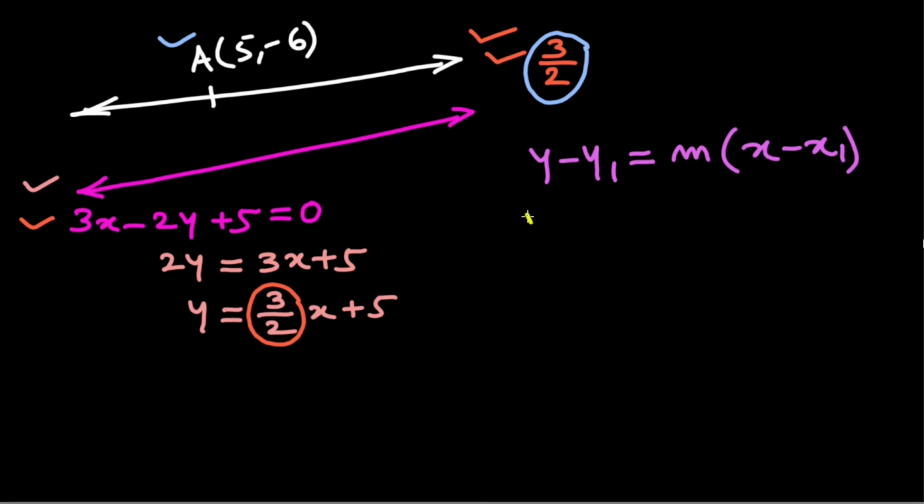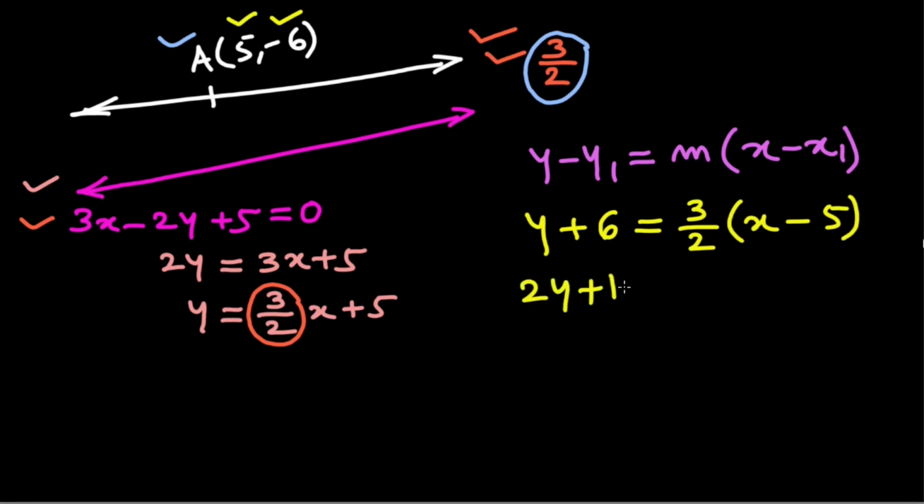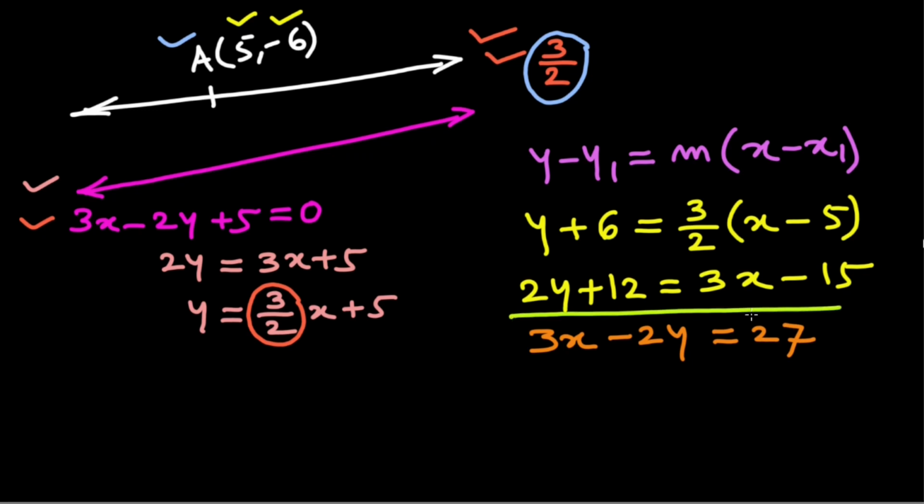So we write y minus y1, which will be plus 6, equals 3 by 2 times x minus 5, which is x1. It will be 2y plus 12 equals 3x minus 15, which will be 3x minus 2y equals 12 plus 15, that is 27. So this is the equation of this line.